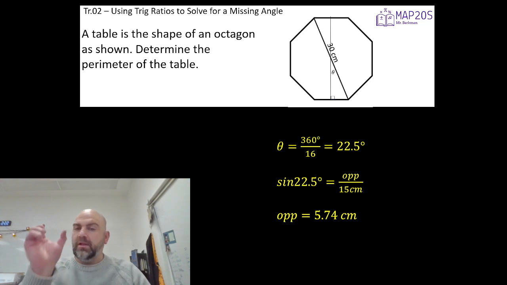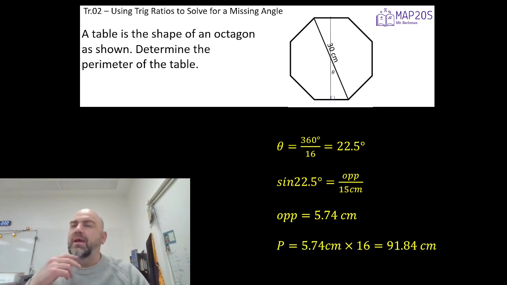Now that is one little portion, that's half of one side. Because of that, we can multiply by 2 to get one side, multiply by 8 to get all 8 sides, or just multiply it by 16, and we should get a perimeter of 91.84 centimeters. That's a tricky one. That's about as hard as they're going to get in this case, but I think it's a little bit fun to look at different things that we can problem solve in order to try to find the answer.